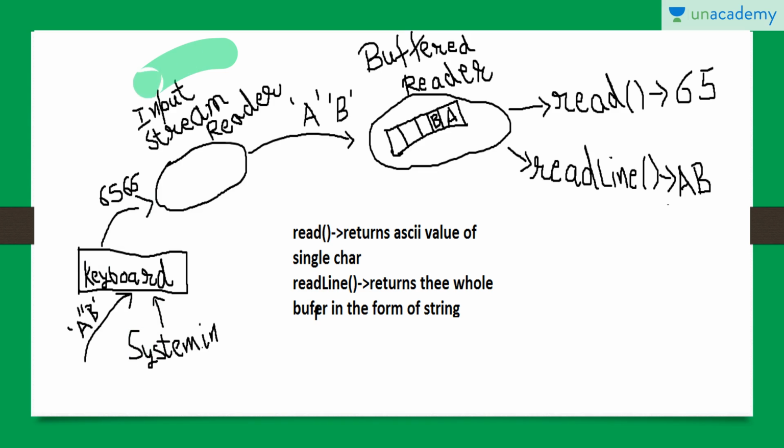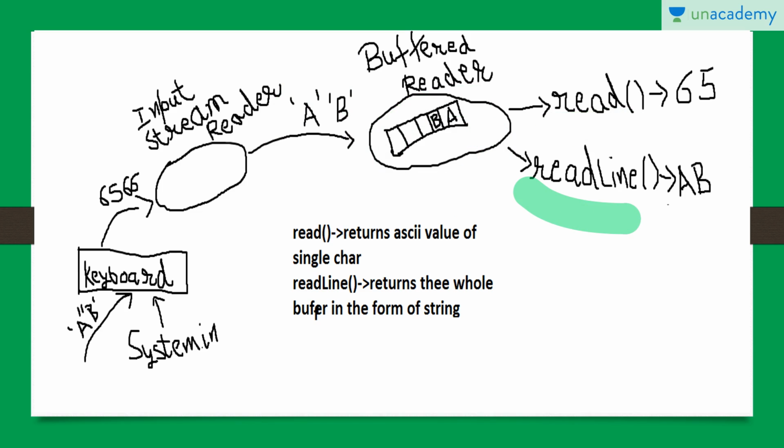Actually we will use the InputStreamReader class, which will convert this byte stream to the character stream, so that we can use these characters in our program. Now we need to store these characters somewhere so that we can fetch them. For that purpose we are using the BufferedReader class. BufferedReader basically stores all the characters that we have entered into a buffer. We can fetch all these characters from the buffer using two methods, the read method and the readLine method.